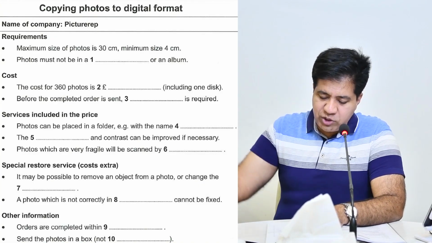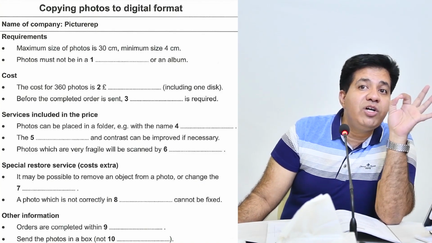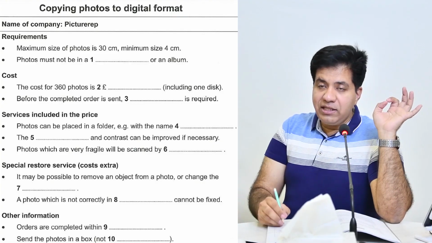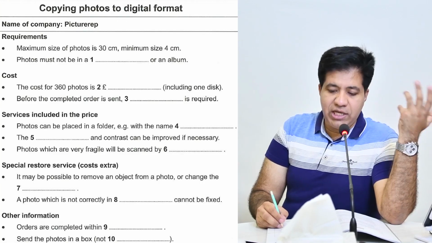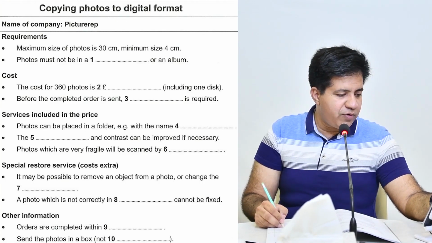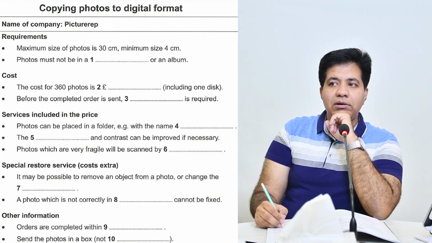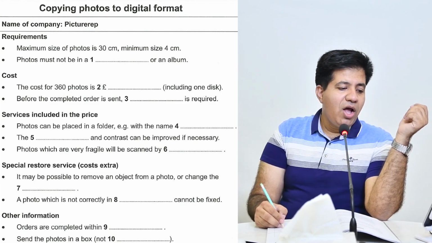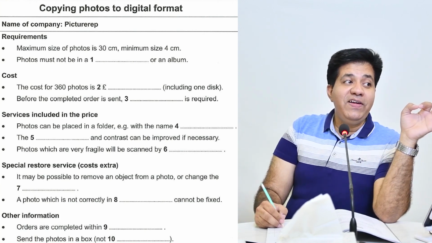You want to remove an object from the photo or change the dash. Now listen, underline the word change and write there alter. A-L-T-E-R. Alter means to change. So let's see what it is that they can change for you. We can make changes to a photo if you want. So if you want to remove an object from a photo or maybe alter the background, we can do that. Really? I might be interested in that.